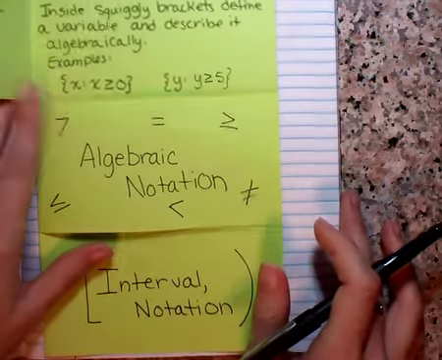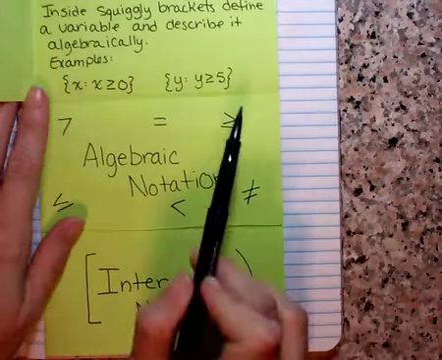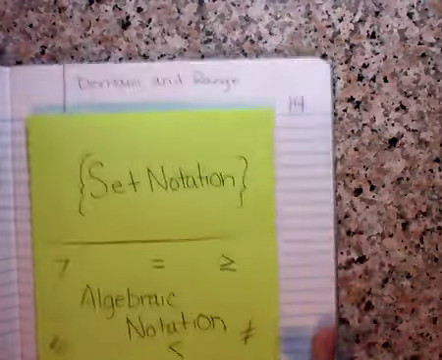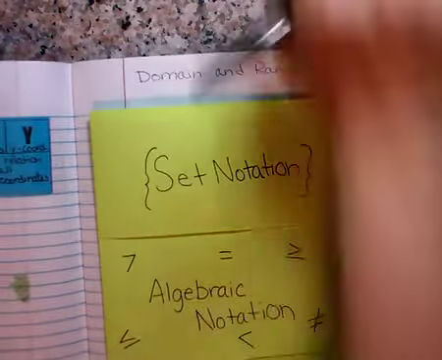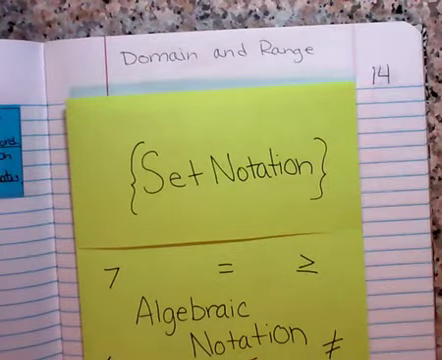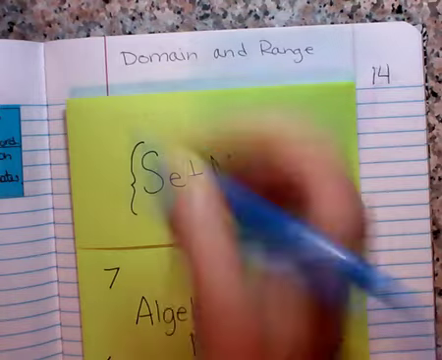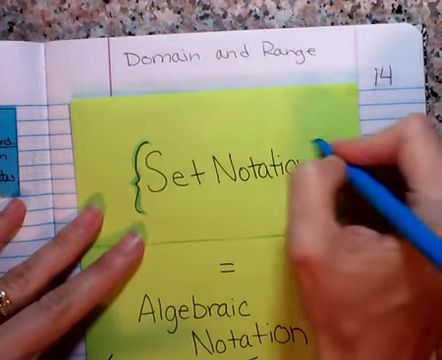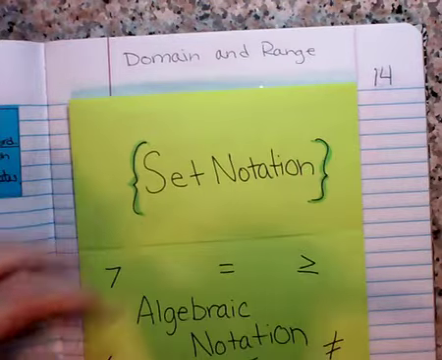So take a minute and go ahead and section off your notes so you have 3 different flaps. We have 3 different ways that we're going to talk about writing domain and range. The first way is using set notation, and set notation just means that we are going to write our domain or range inside of squiggly brackets.